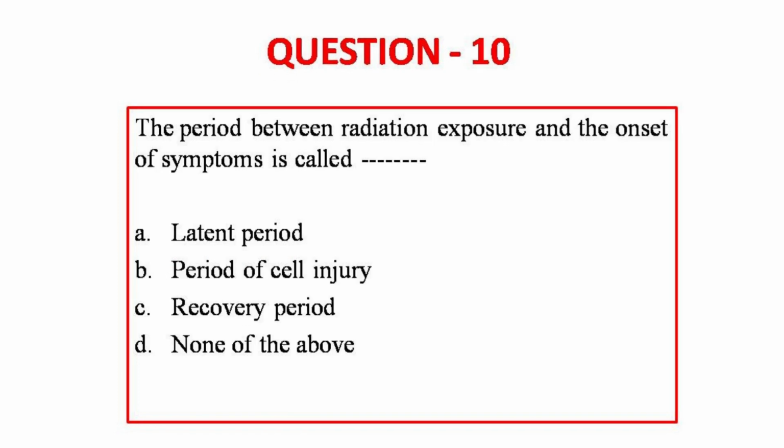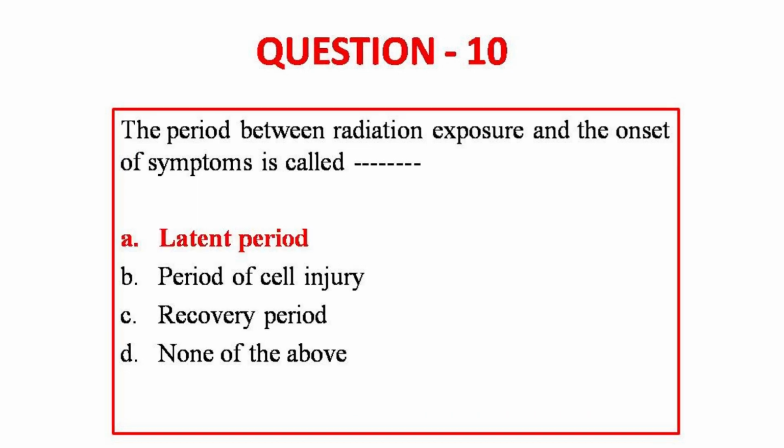Moving on to question number 10. The period between radiation exposure and the onset of symptoms is called, they've given 4 options: latent period, period of cell injury, recovery period, none of the above. The answer is latent period.